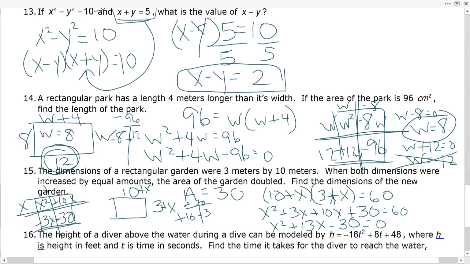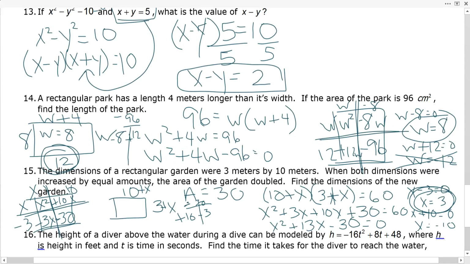Greatest common factor on the top is x. Greatest common factor on the bottom row is negative 3. Greatest common factor in the left column is x. Greatest common factor in the right column is 10. So I have x minus 3. Do it over here. x minus 3 equals 0, which means x equals 3. Or x plus 10 equals 0, which would be x equals negative 10. I did not add negative 10 meters to my garden. So my answer is going to be 3.